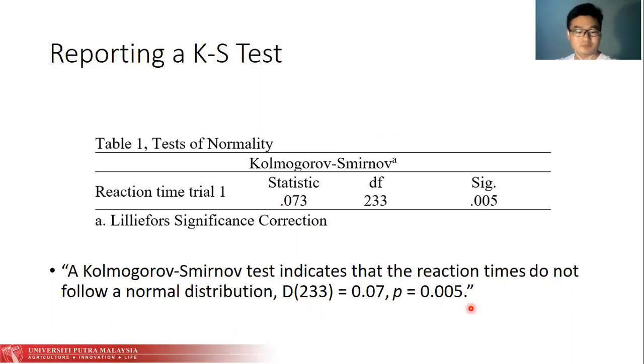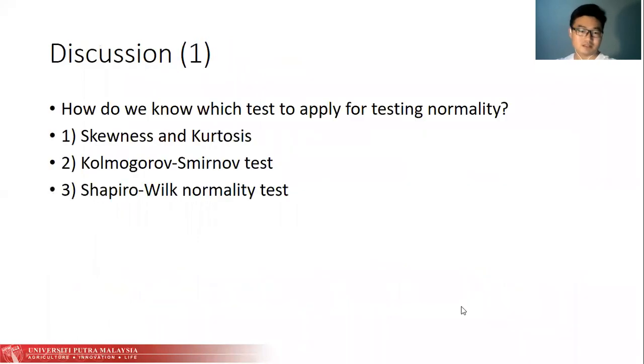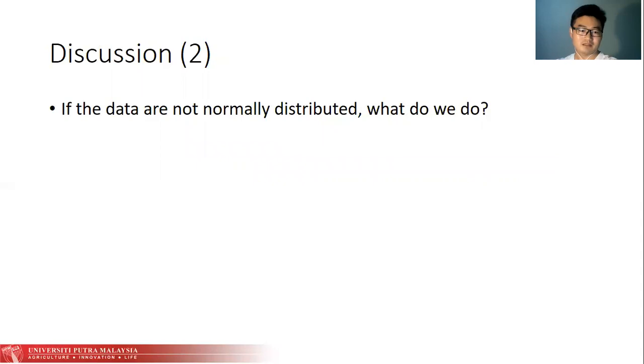Okay, that's all for the presentation. Finally, we have two questions to discuss. First, how do we know which test to apply for testing normality? Do we use Skewness and Kurtosis or KS test or Shapiro-Wilk? Another one is, if the data are not normally distributed, what do we do?